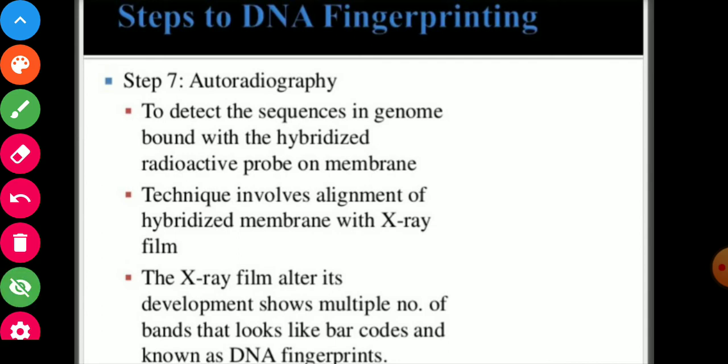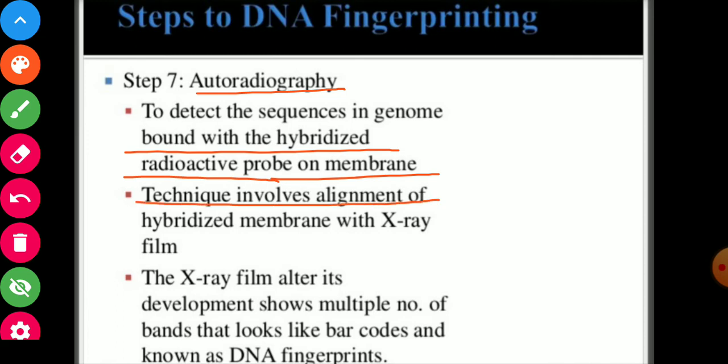Step 7 is autoradiography, which is done to detect the sequence in the genome bound with the hybridized radioactive probe on the membrane. The technique involves alignment of the hybridized membrane with X-ray film. The X-ray film, after development, shows multiple bands that look like barcodes, and these are known as DNA fingerprints. So the barcodes shown on this film are called DNA fingerprints.